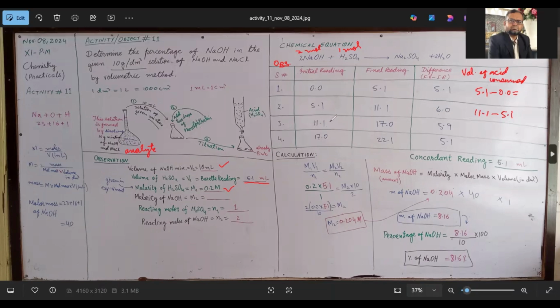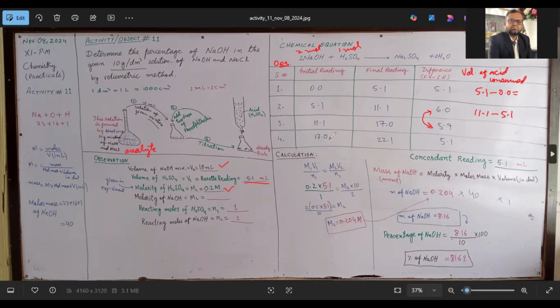So next, the reading was 11.1 already. The burette reading was this. That was the initial reading for this experiment number 3. And the final reading was 17.0. So the answer is 5.9. Although these two results are very close to each other, they are not concordant. And in our syllabus, we are instructed to find the concordant reading. So it is still not the concordant one.